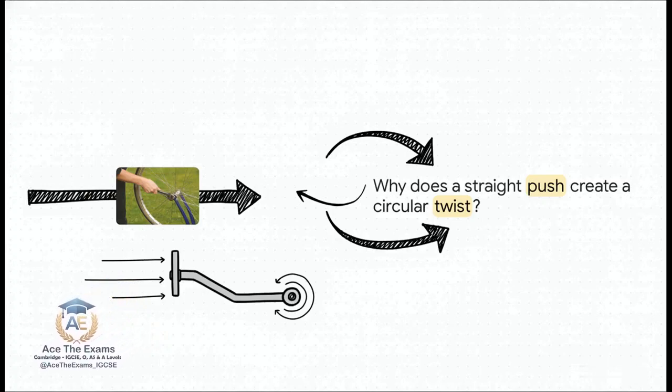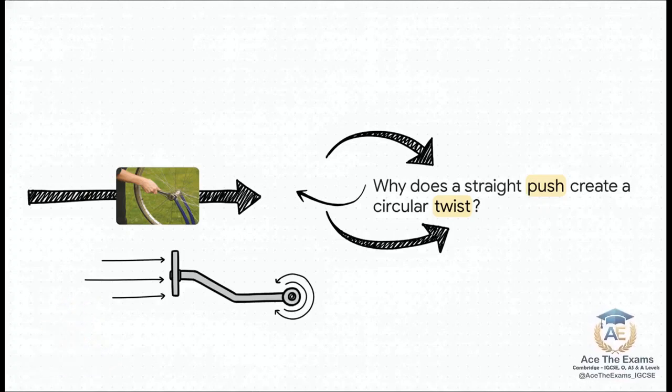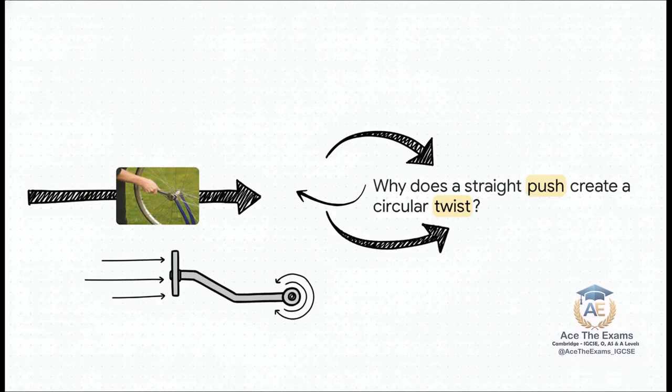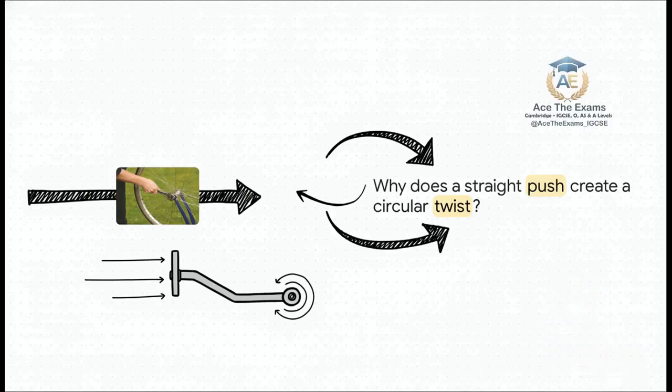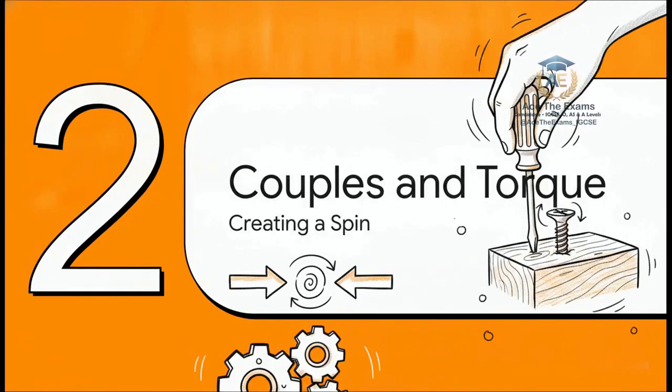But how does a straight, linear push magically become a circular twist? And how do we write that to get full marks? You are applying a linear force at a distance from a pivot, yet the result is entirely rotational. To conquer this paper, we need to look closer at the specific terminology the Cambridge mark scheme absolutely demands you use. Section 2. Couples and torque.